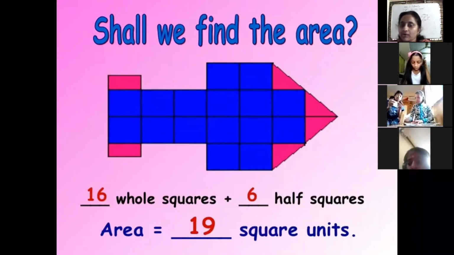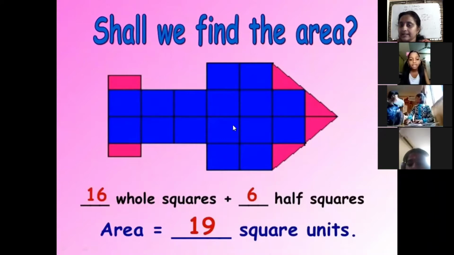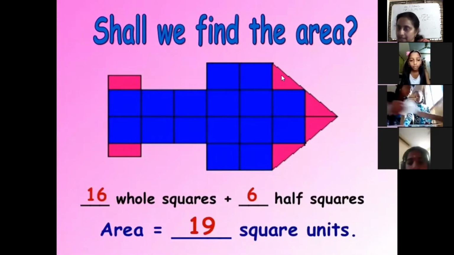So let us count how many full squares we have. 1, 2, 3, 4, 5, 6, 7, 8, 9, 10, 11, 12, 13, 14, 15, 16. So we have 16 whole squares. And how many half squares? 1, 2, 3, 4, 5, 6. We have 6 half squares.